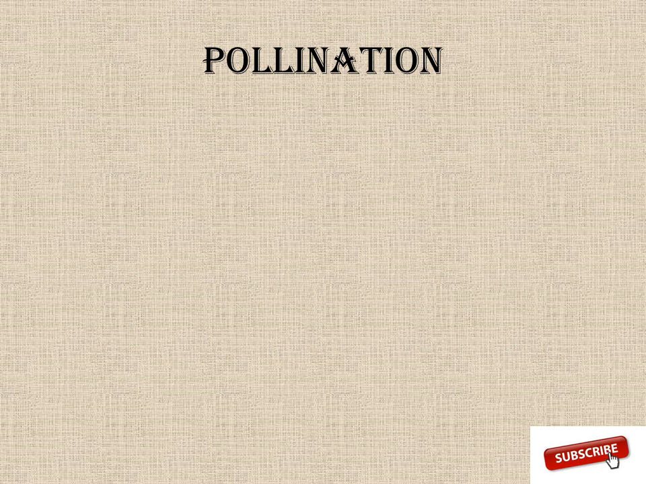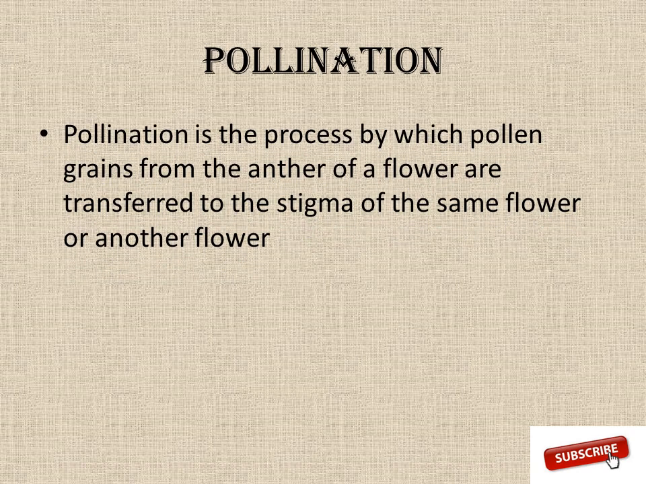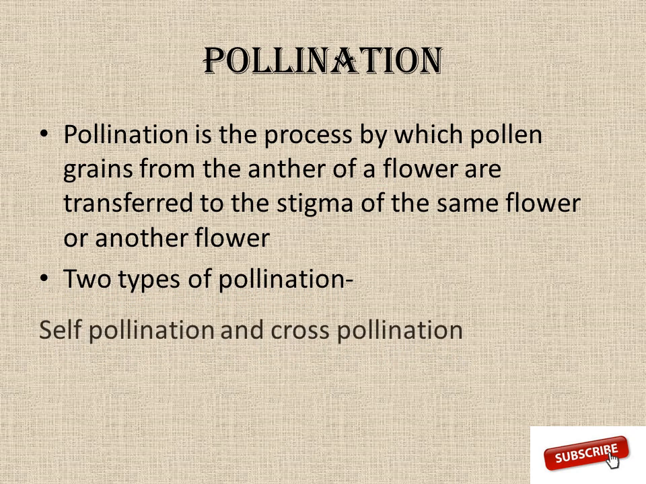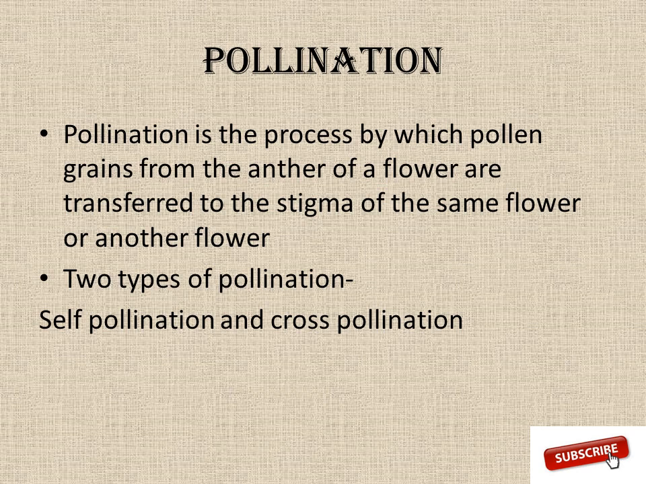Now coming to pollination, what exactly is pollination? It is the process by which pollen grains from the anther of a flower are transferred to the stigma of the same flower or another flower. There are two types of pollination: self-pollination, which is also called autogamy, and cross-pollination. We'll learn about them in more detail.